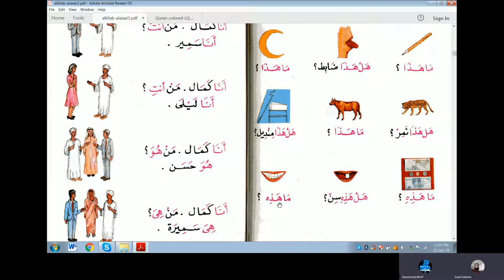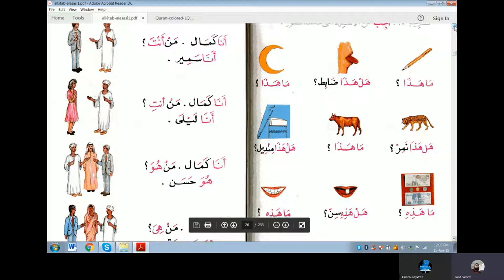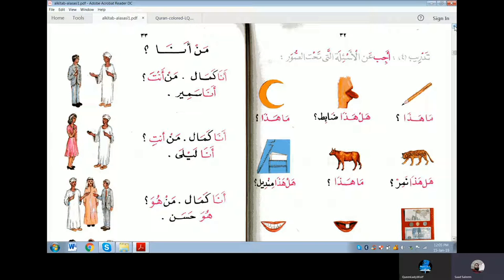Ma hazihi? Hazihi asnanun. Okay, hazihi asnanun. So this is your homework. After the class, write the answers of all these questions and send me so that I can check, okay? Let me put a marking on that. On page 26, question number 4, Tadribu Rabi: Ajib anil asilatil lati tahta suwari. Page 26. Okay.